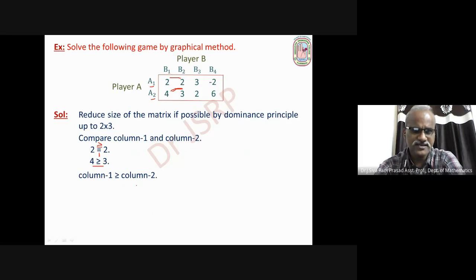So column means player B. Player B is the minimax player. That means he tries to select the strategy with low payoffs. So in this case, player B always tries to select the second strategy. That means he can ignore the first strategy, so we can remove column 1. So delete column 1. Okay. So we have three columns. So it is not possible to reduce the size of the game further, since we have reached 2 by 3 size. Okay.